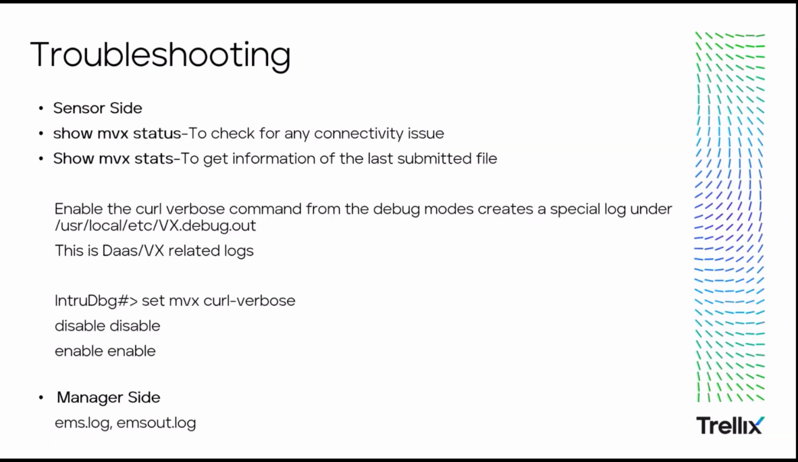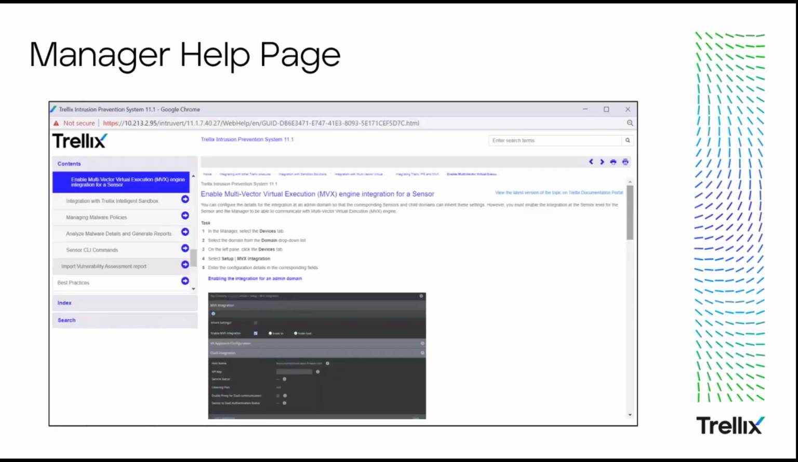To get more details, we must enable curl verbose, which will create a special log under /usr/local/etc and vxdebug. From the manager side, we can check ems.log and ems.out.log for debugging purposes.